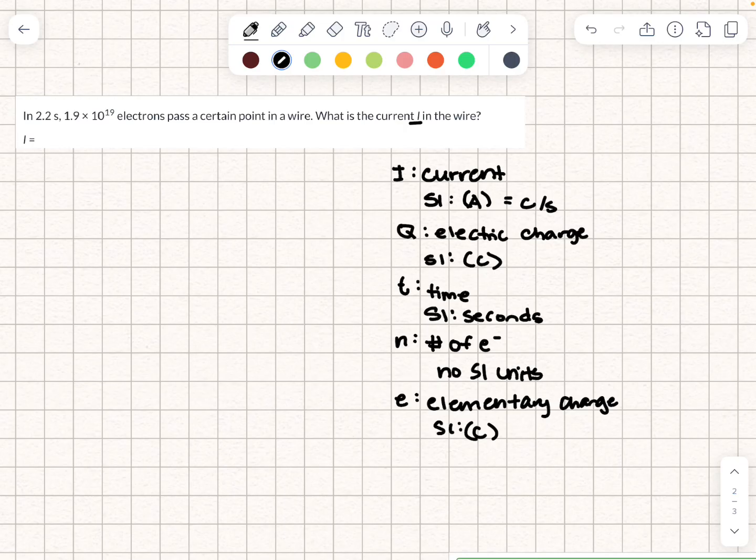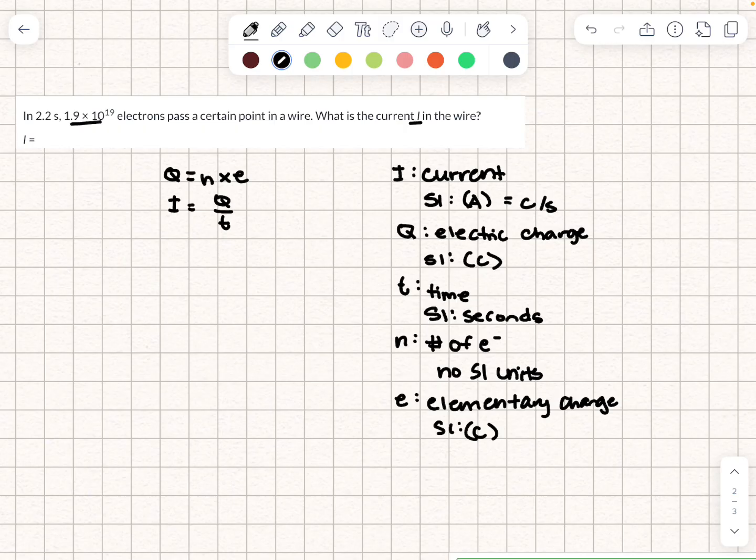Alright, so to solve this problem, we're going to be looking at two primary equations. The first one is the charge quantization equation, which is Q equals N times E, and these variables we have all defined here. The second equation we're going to be using is the electric current equation, which is I equals Q over time. We're going to start off by calculating the total charge first, and we have to substitute the number of electrons which is given to us.